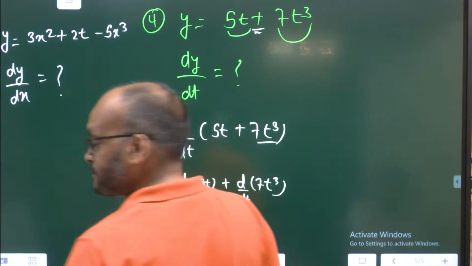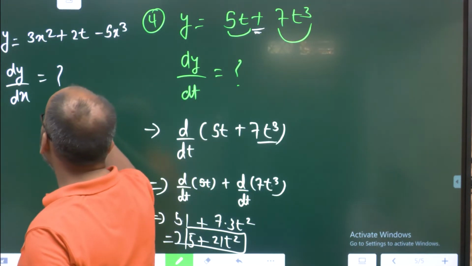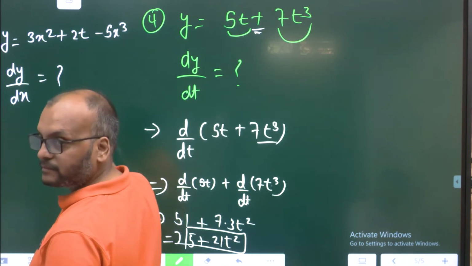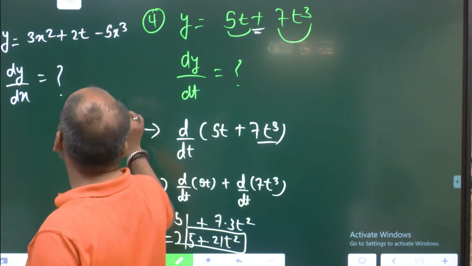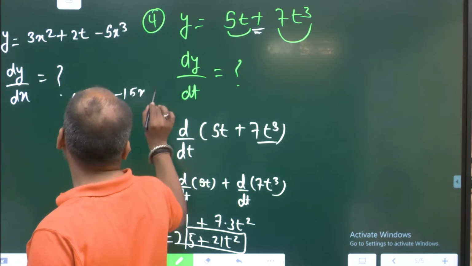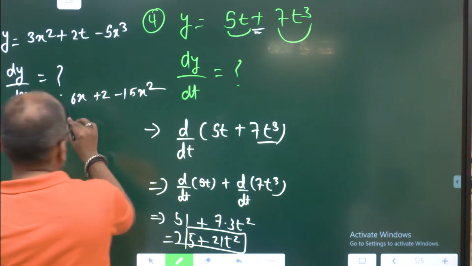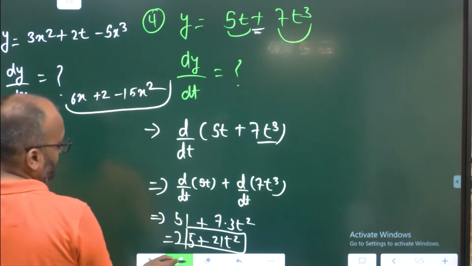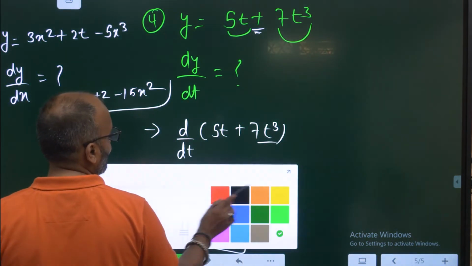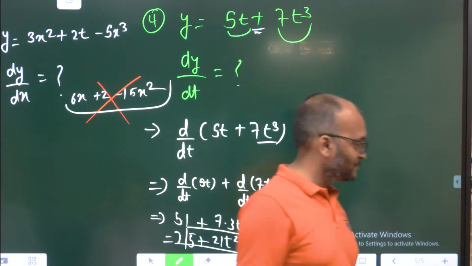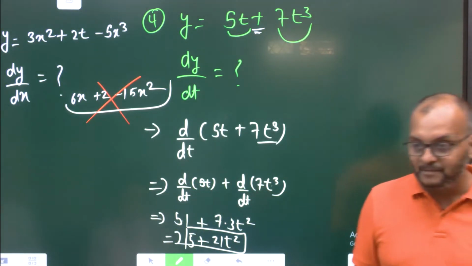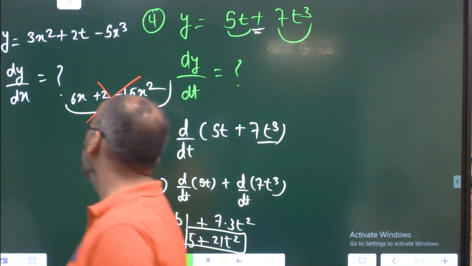Answer is 6x plus 2 minus 15x squared. How many of you got this? Very good. Yes, sir. Sir, 2 plus 3x minus 15x. Wrong.